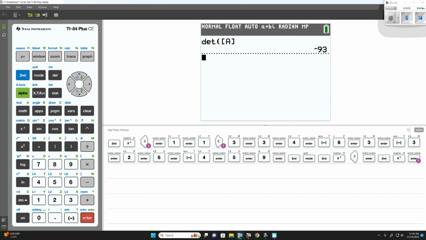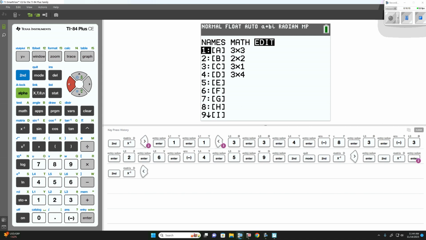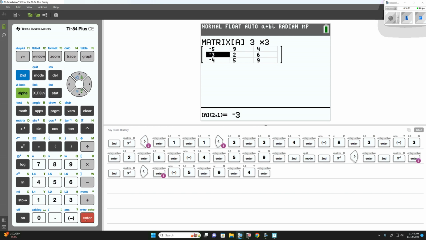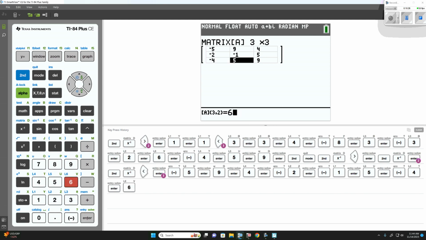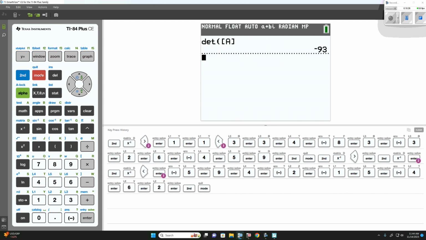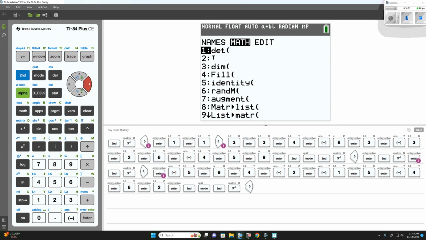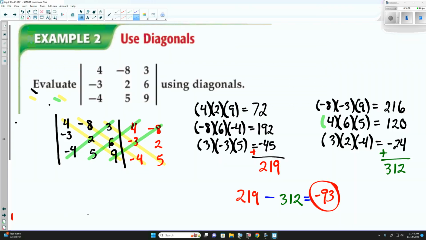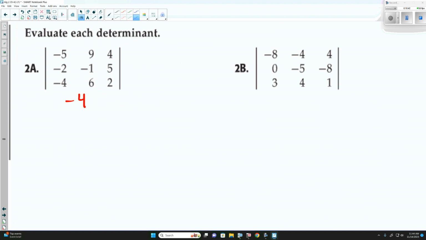So if we wanted to look at the next one, second matrix determinant, so the next one, negative 5, 9, 4, negative 2, negative 1, 5, negative 4, 6, 2, second matrix, over to determinant, second matrix A. The next one would be negative 48. That's it.